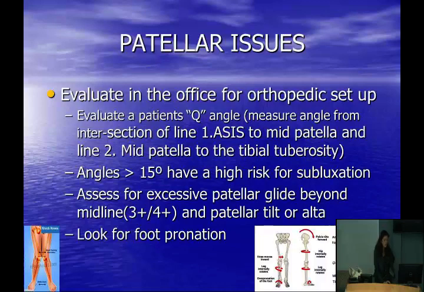Line 2 goes from the middle of the patella through the tibial tuberosity. So it's a very short line. You go from the middle of the patella through the tibial tuberosity, draw a line up. In between these 2 lines is your Q angle.